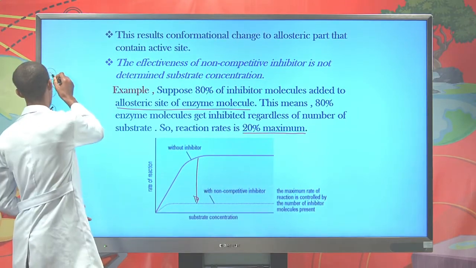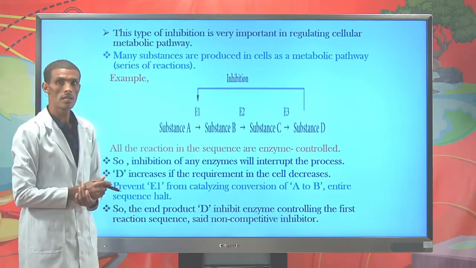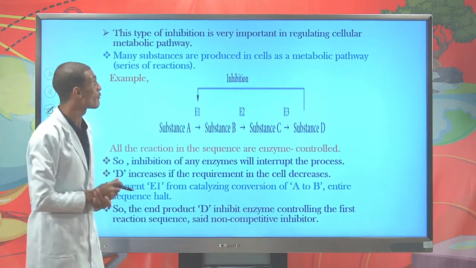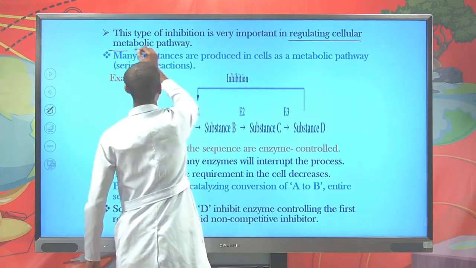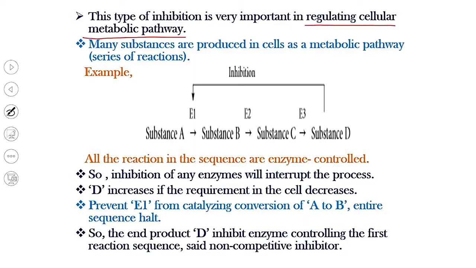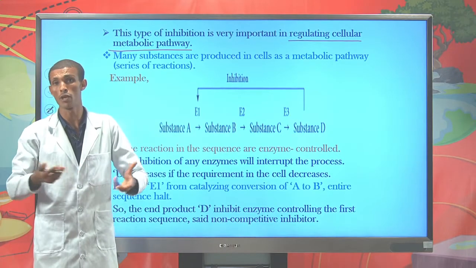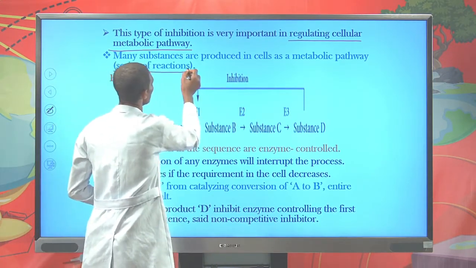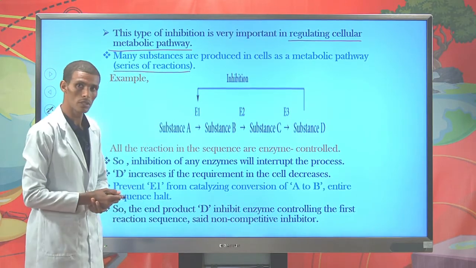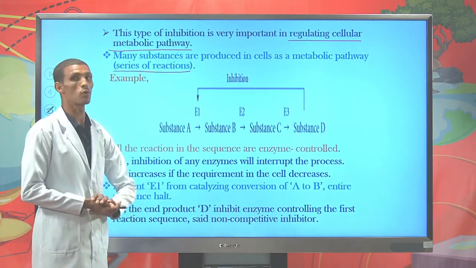Well done. As I told you earlier, this type of inhibition is very important in regulation of so many metabolic pathways of a cell. I hope you are familiar with that. Most substances in our body are produced in a sequence of metabolic pathways. There is a series of reactions that take place in our body for a substance to be produced. This type of inhibitor is very important.